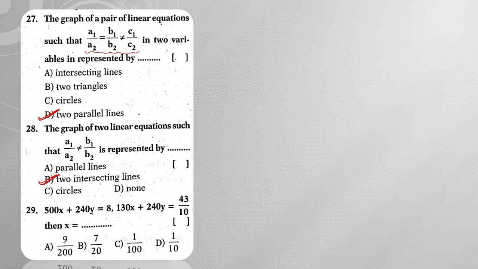Next, 500x plus 240y is equal to 8. 130x plus 240y is equal to 43 by 10. Then what is the value of x? So clearly you can observe here we are having 240y in both the cases. So directly we are going to subtract. So what I am going to get? So 500x minus 130x is equal to 8 minus 43 by 10. Have you understood? So since y coefficients are same, you can directly subtract those two equations.